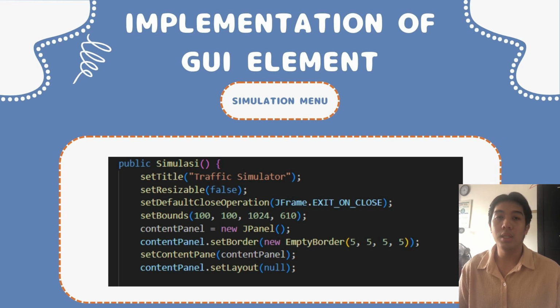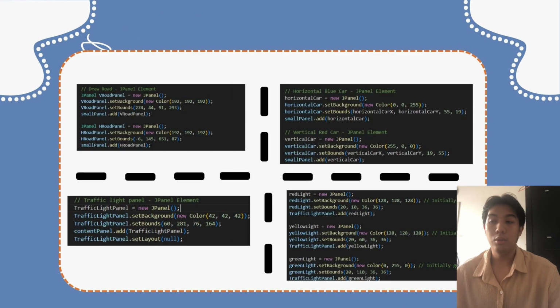In the next slides, I will present the list of GUI elements that we use in our coding for the simulation menu. First, we use JFrame to create the main application window where all GUI components are added. Next, we use JPanel to create a container for the traffic light and group them together. Second, we use a JPanel component for each light, red, yellow and green, to represent them with different colors. Then, we use a separate JPanel to represent animated cars moving across the screen. And then we use JPanels to create routes for vertical and horizontal.